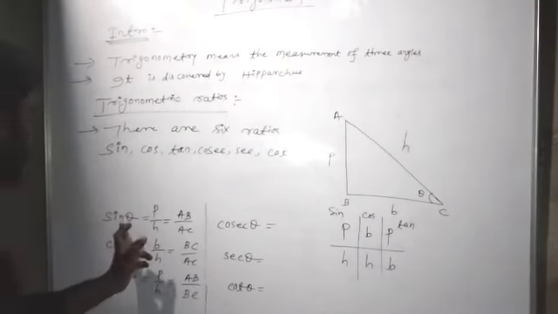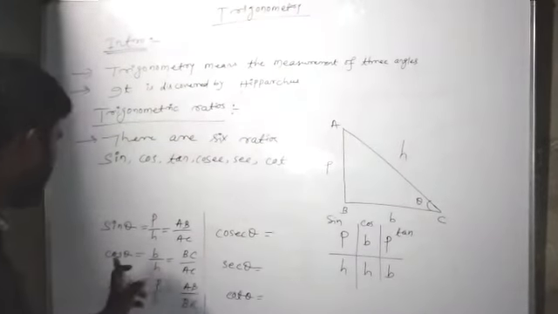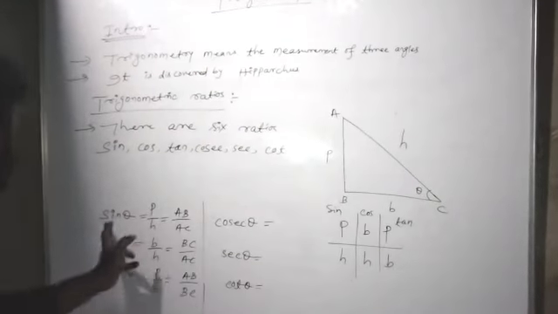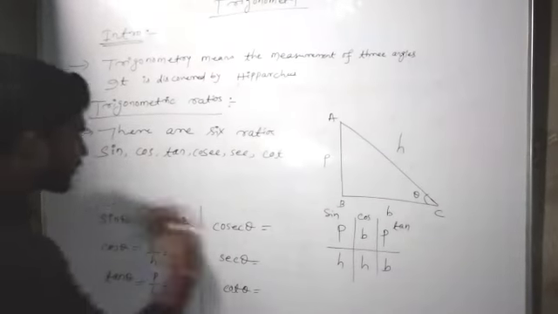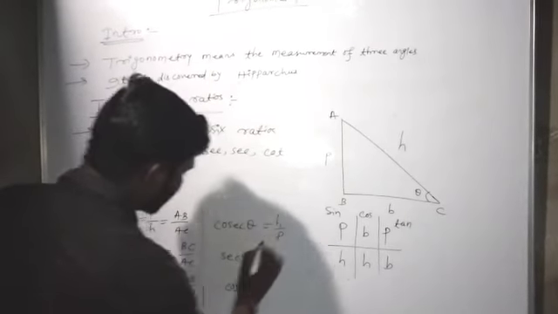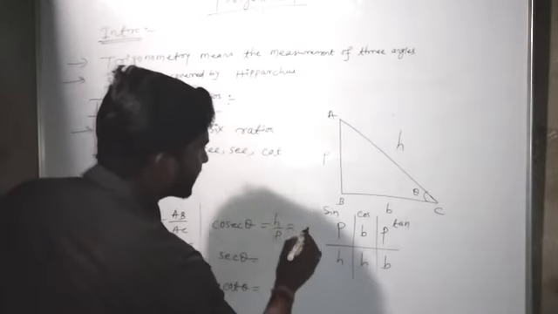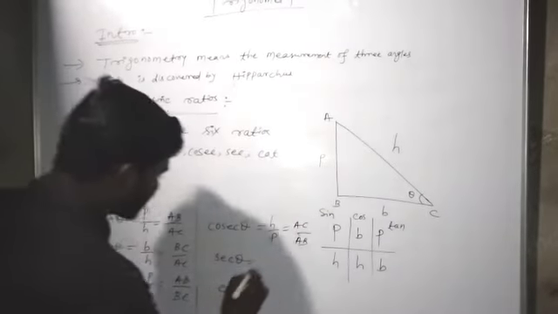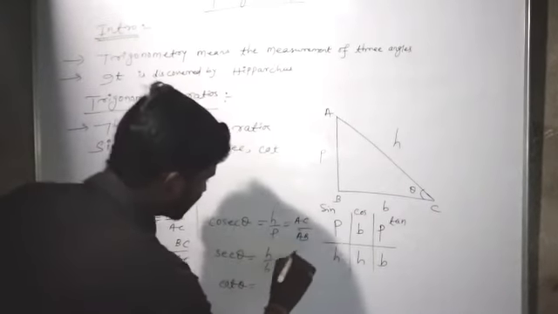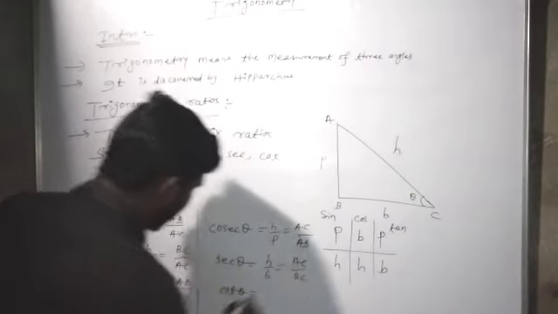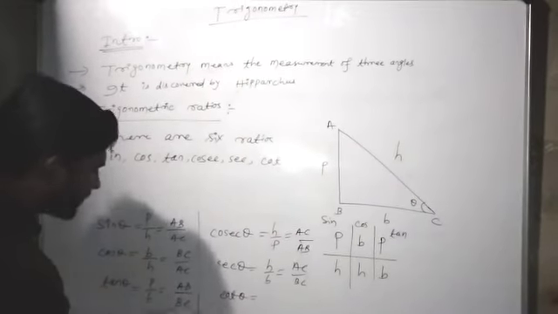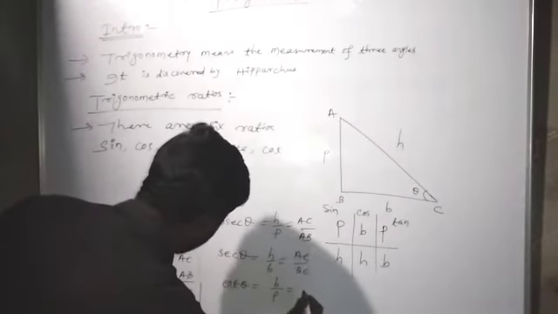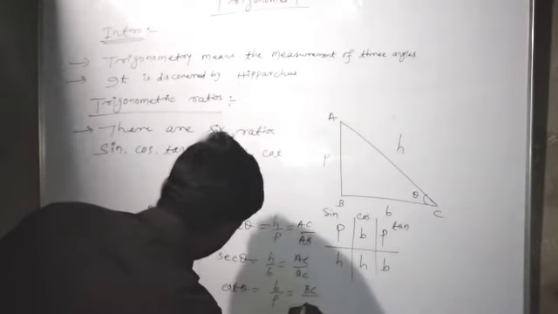My dear, remember that sine theta is the reciprocal of cosec theta, cos theta is the reciprocal of sec theta, tan theta is the reciprocal of cot theta. So if sine theta is P by H, then cosec theta will be H by P, and H by P means AC upon AB. Sec theta is H by B, that means AC upon BC. And tan theta is equal to P by B, then cot theta will be B by P because of its reciprocity, BC upon AB.